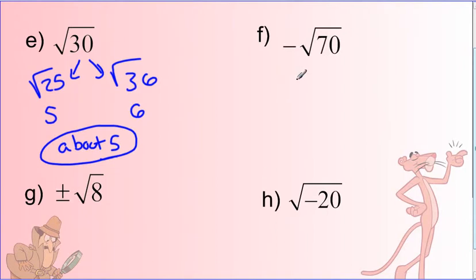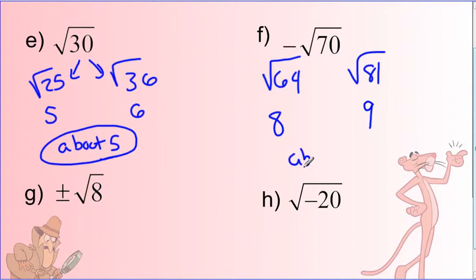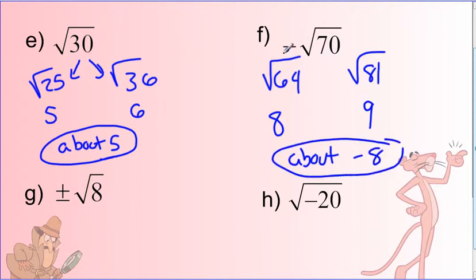Okay, number 7, letter F, 70. Bigger than that, we've got a square root of 81. So this is 9. So 64, 8. We've got 6 away, 11 away. It's definitely closer to 8. And then just don't forget about your negative sign. Letter G.